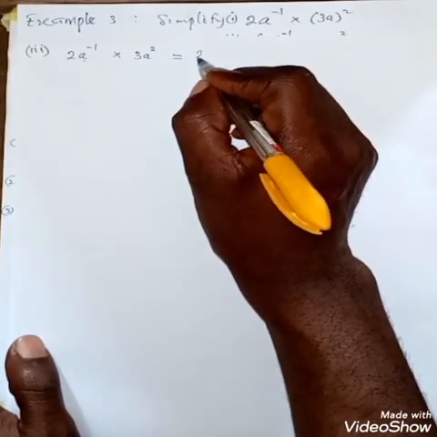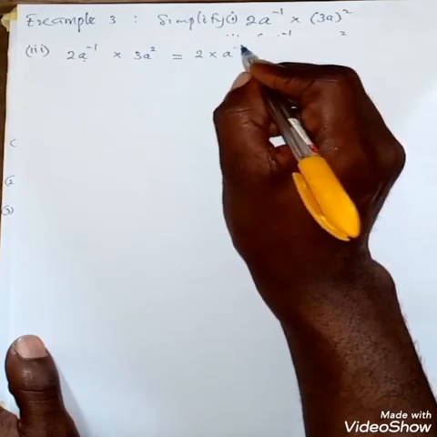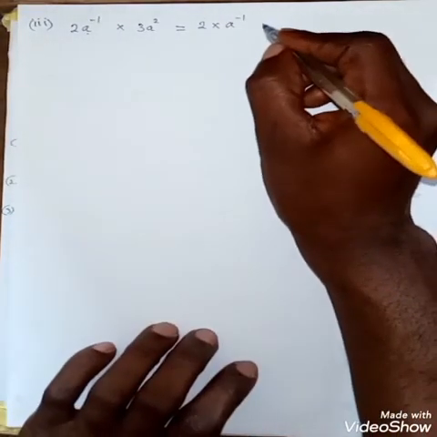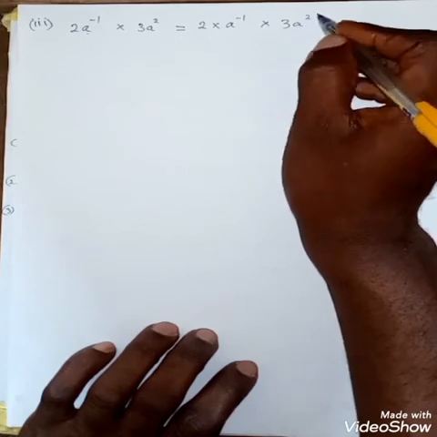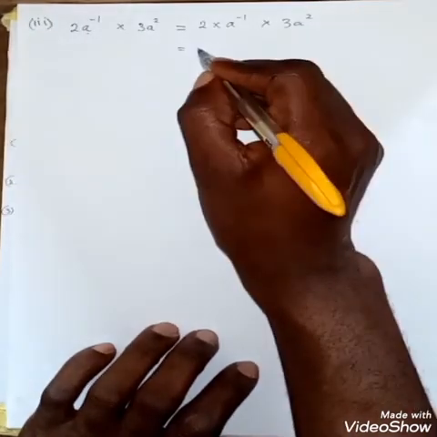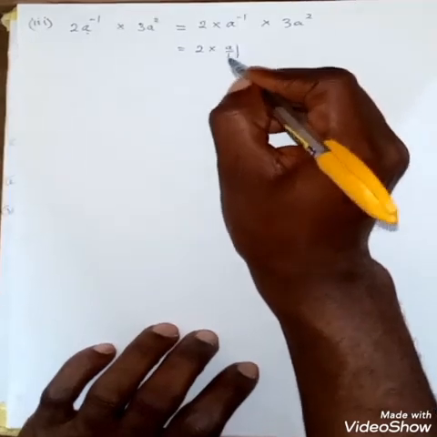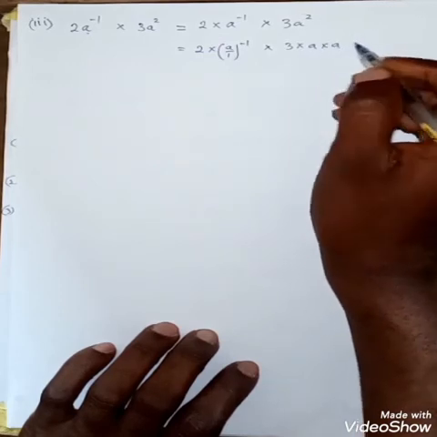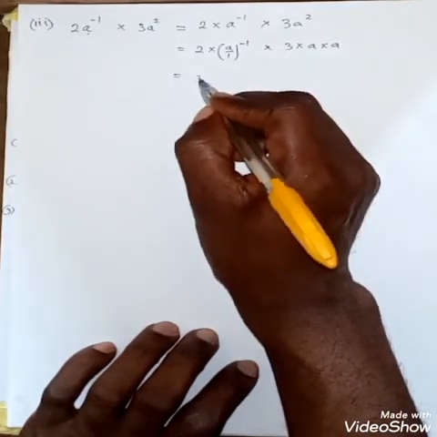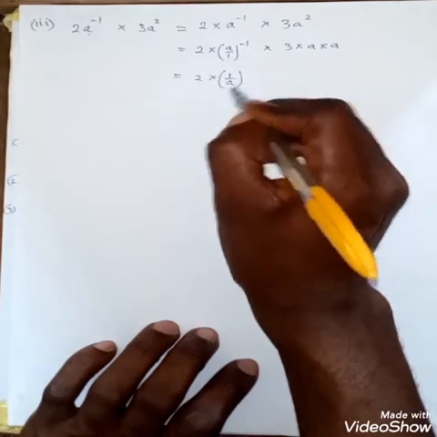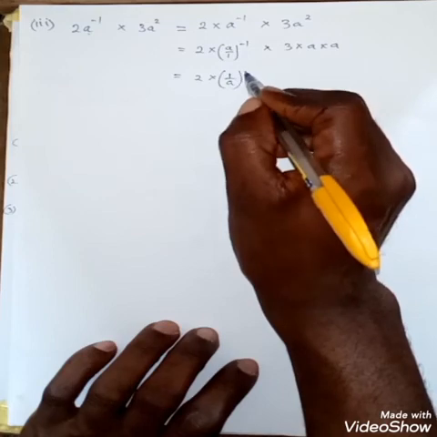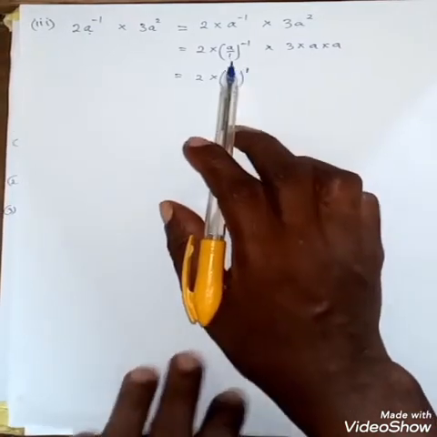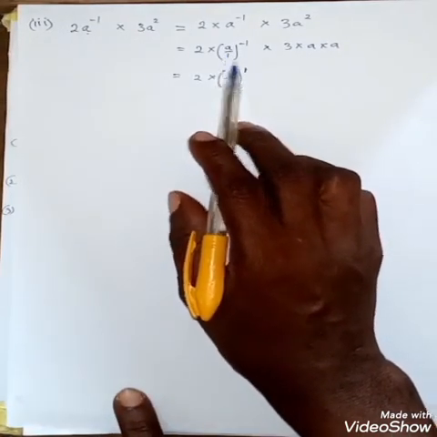So to solve that is to say 2 times a raised to the power minus 1 times 3a raised to the power 2. So that means 2 times a over 1 raised to the power minus 1 times 3 times a times a. So I can do it that way, which becomes 2 times 1 over a raised to the power 1. Now we can see the negative sign has disappeared due to the fact that what? We have changed the position of both the numerator and the denominator here.